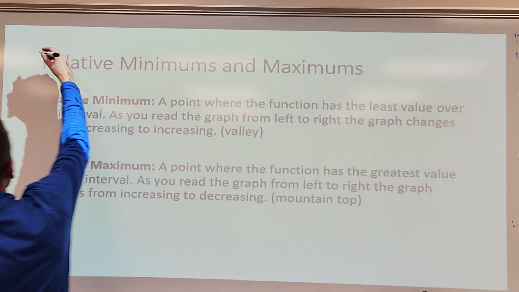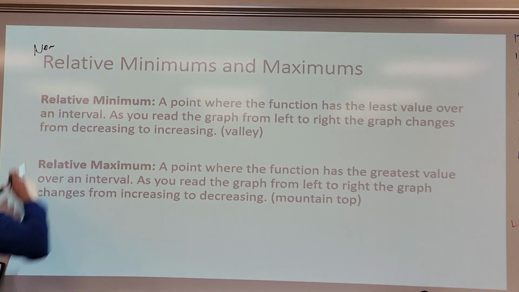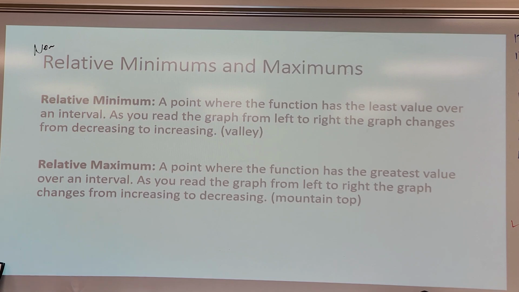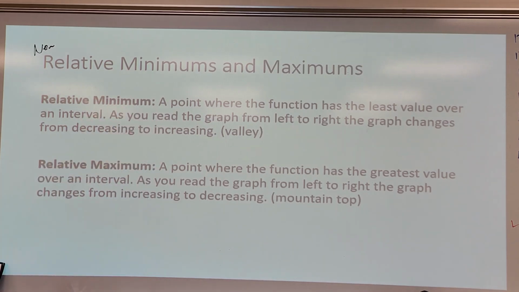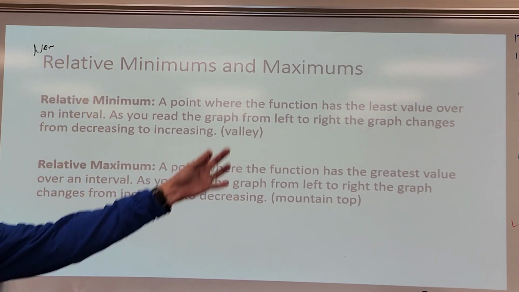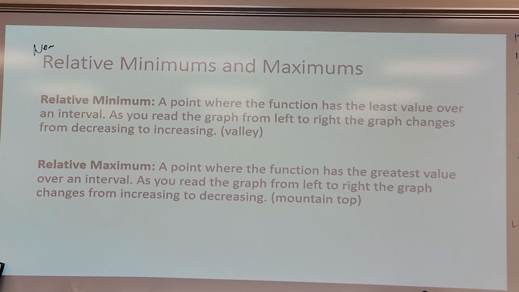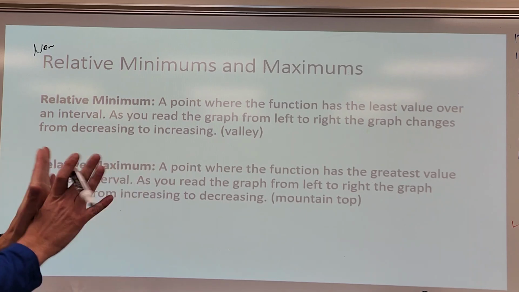All right, so go over here to relative minimum and maximum. Now this is new, all right? I did say that this was going to be new, same with that end behavior. With respect to relative minimum and relative maximum, I know that this is just vocabulary, so you can write all that down. But it's the point where the function has the smallest value over an interval. As you read the graph from left to right, it's going to change from decreasing to increasing. When it has that valley, you know that you've achieved a minimum value.